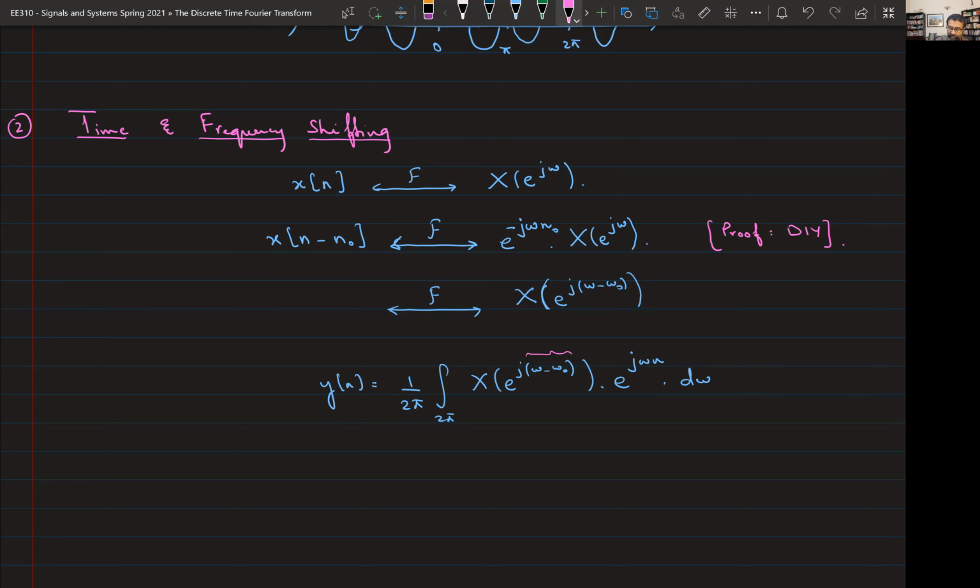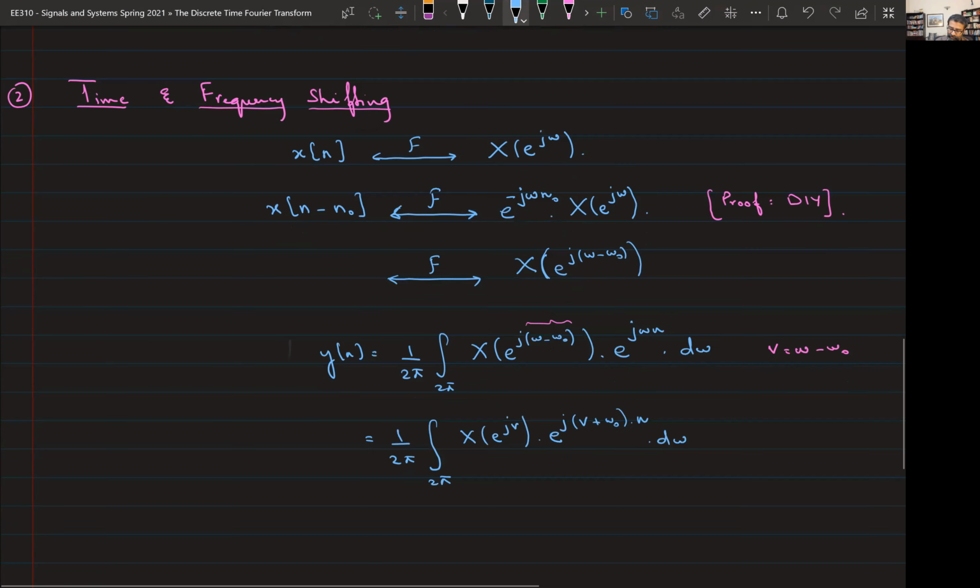And what do I do? I make a change of variables, right? And that change of variables, excellent, Talha, change of variables, and let me use v equals omega minus omega naught, right? And if I make that change of variables, it turns out that y of n is equal to 1 upon 2 pi, and the integral which was over a 2 pi still remains over a period of 2 pi, and this is X of e raised to j v, and this is e raised to j, and this is v plus omega naught times n times d omega.